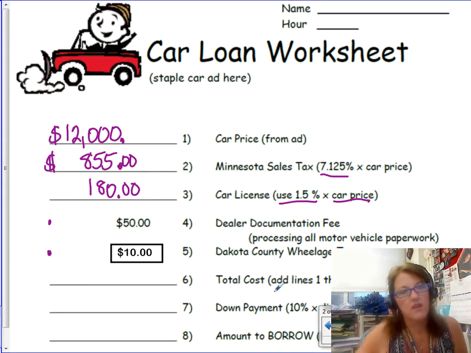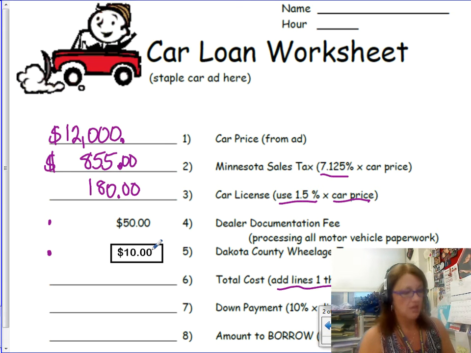In reality, there are other little things and maybe some discounts that'll happen. But I just wanted to give you a taste that there's a little bit more than just what it says on the price tag. Add all of these numbers 1 through 5. Don't forget to add the 50 and the 10 here, because those are parts of your fee and you're going to have to cough up the cash for that.